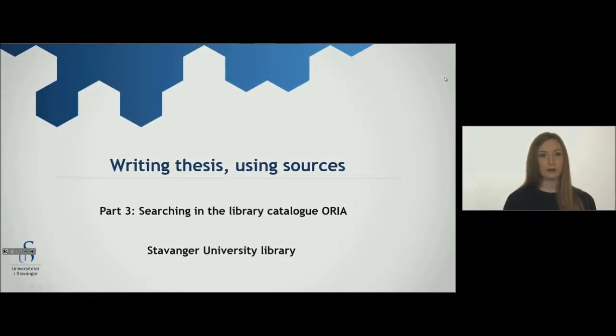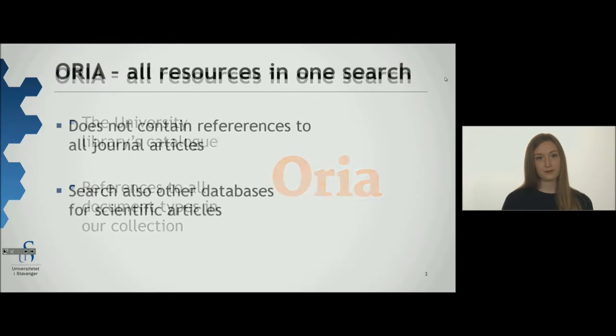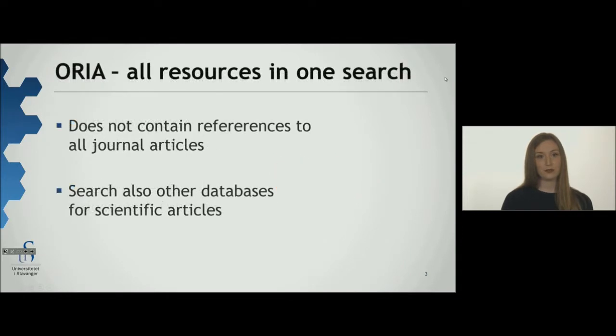Searching in the library catalogue, ORIA. We are now going to take a closer look at searching for literature in the library catalogue, ORIA. Books, reports, journals, journal articles, and other document types are registered in ORIA. Note that ORIA does not contain references to all journal articles.